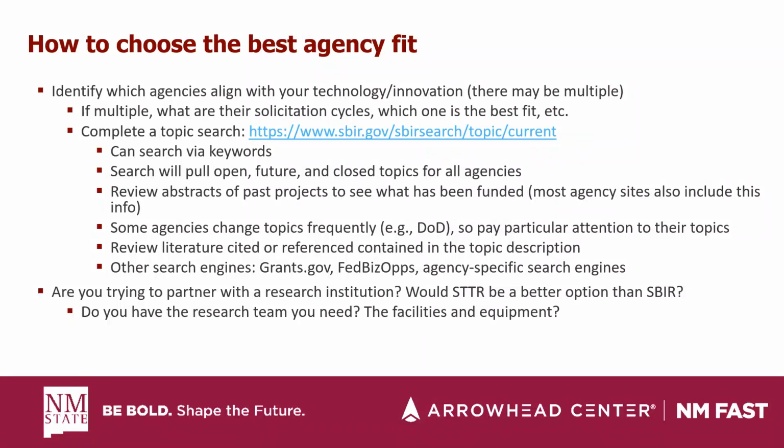There are a lot of different tools to figure out which agency is the best fit. One of the things we like to recommend is doing a topic search. You can go to SBIR.gov and do it right there, and search via keywords. That usually is pretty successful. And that search will pull open, future, and closed topics for all of the different agencies. So you can type in some keywords that are tied to your technology and see which agencies are funding similar projects.